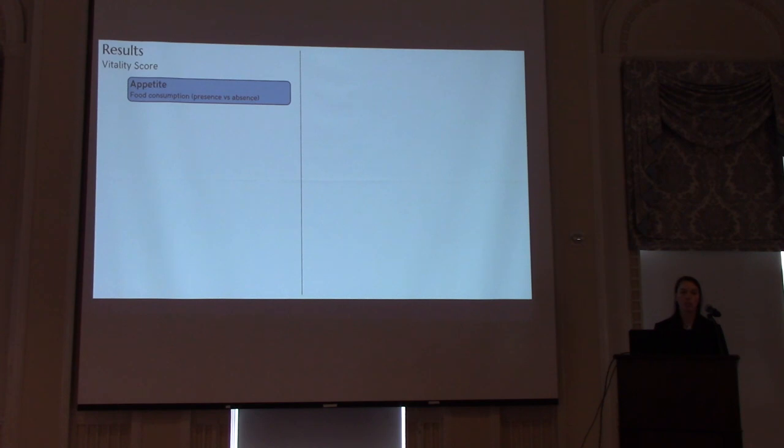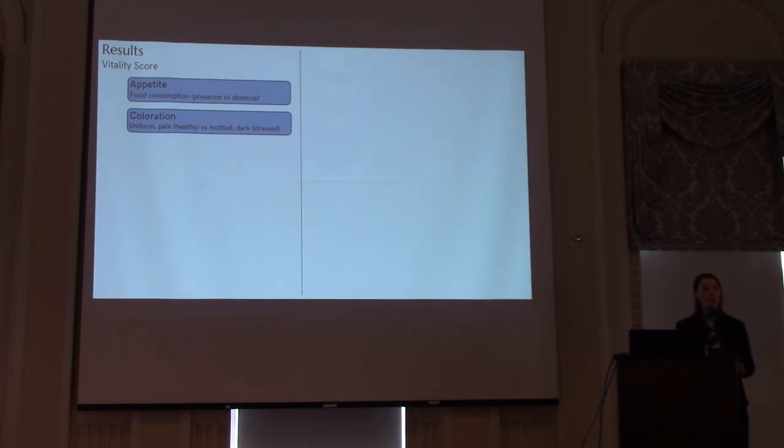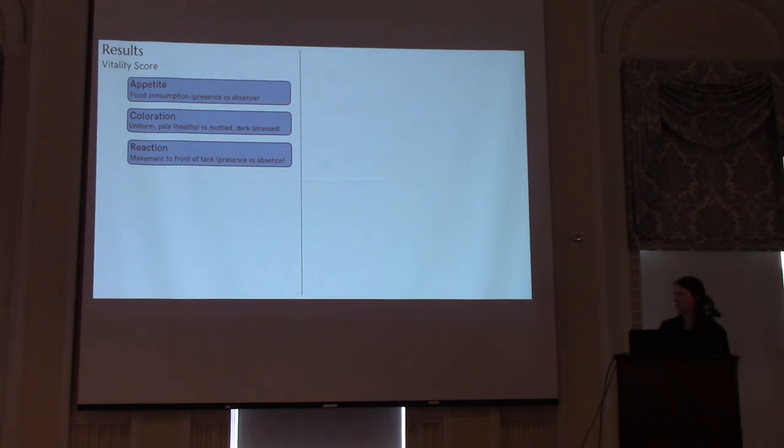Very simple, it's just whether fish were eating or not. If fish are eating, that was deemed the healthy or unstressed behavior. The second metric is coloration. I noticed with preliminary work, round goby started as a uniform pale color, and as they got stressed, the coloration changed to a dark mottled color, which is a really common stress response in a lot of other fish species. Lastly was reaction.